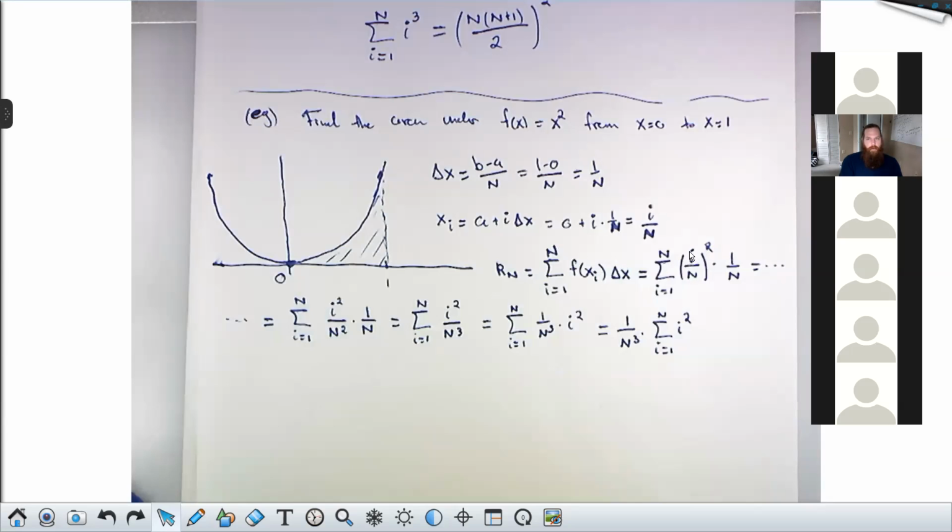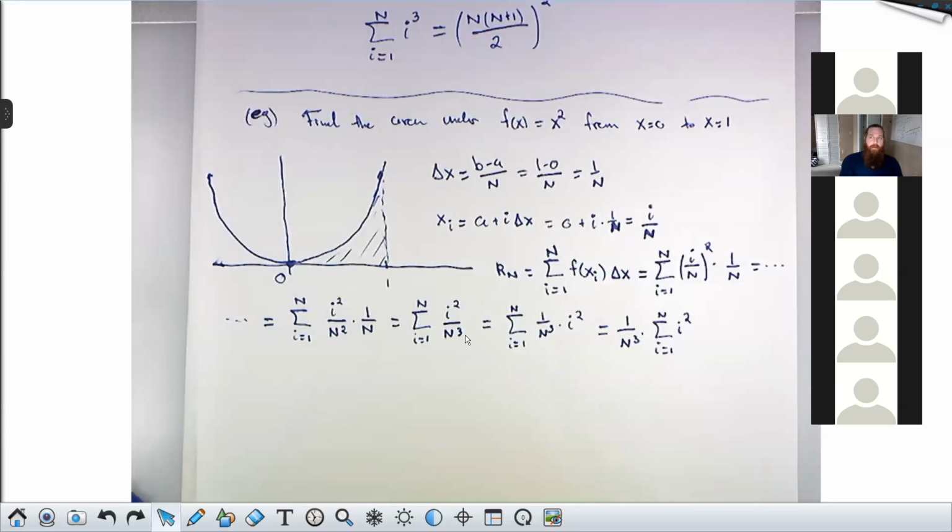So my i over n squared, that's f of xi. And when you square i over n, that's i squared over n squared. And then this piece is just coming along for the ride. Now I multiply these fractions straight across. i squared times 1 is i squared. n squared times n is n cubed, and everything else stays the same.